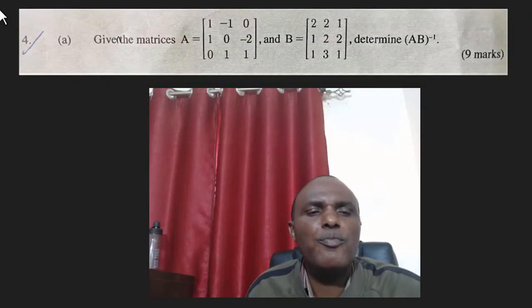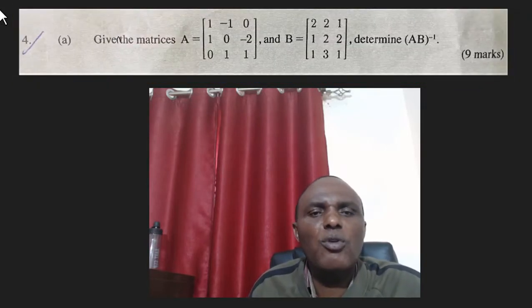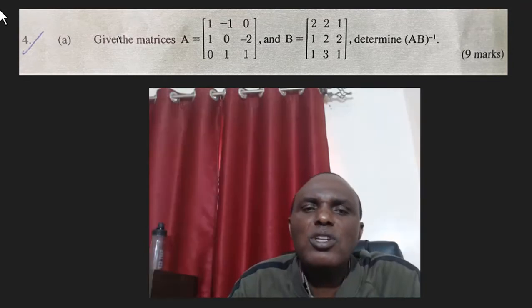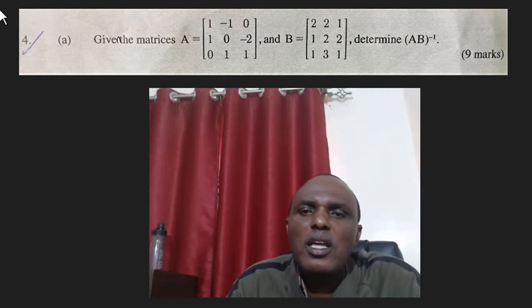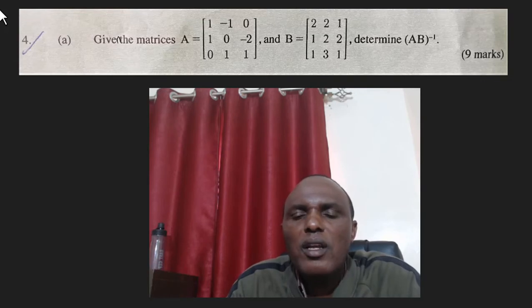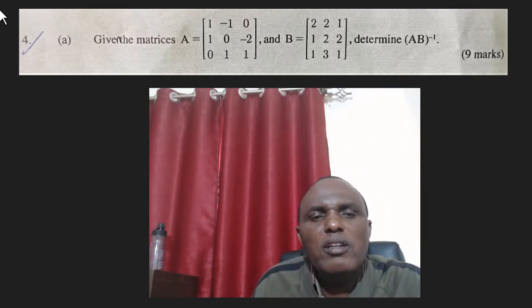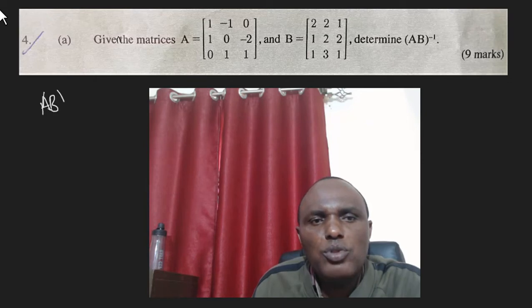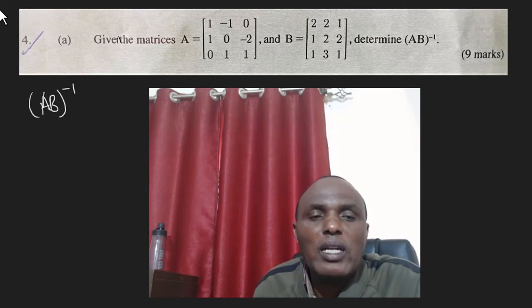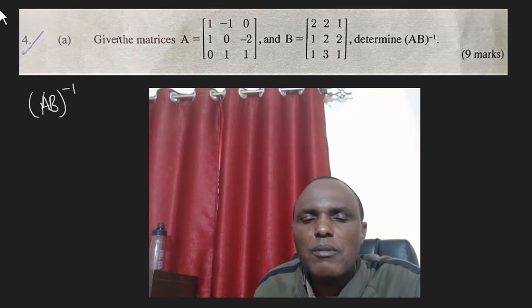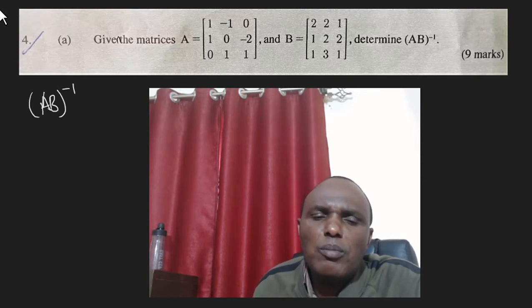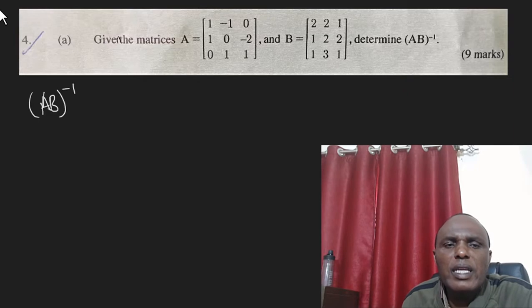Let us do question number 4, part A. This question involves getting the inverse of a 3 by 3 matrix. We are required to get the inverse of the matrix A times B, the inverse of the product of matrix AB.